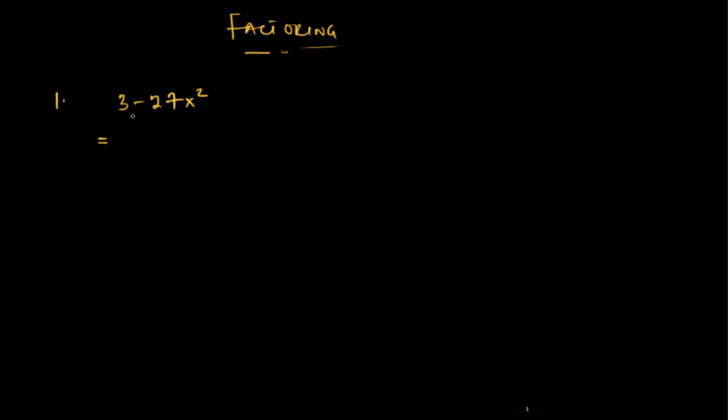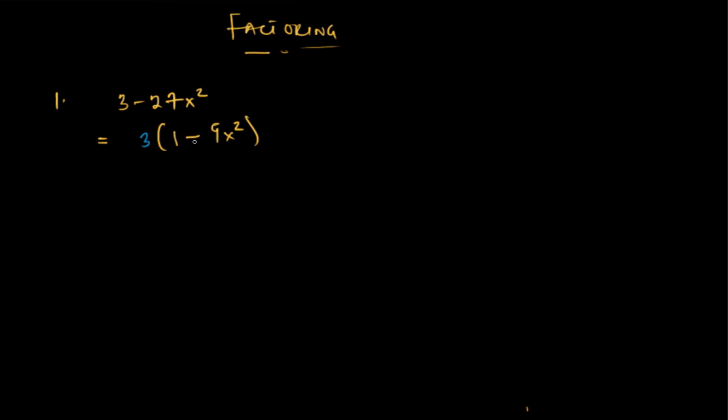Now if you look closely, you observe that 3 is common, because 3 can go into the first term and 3 can also divide the second term. So we have 3 common, into 3 we have 1, minus 27 divided by 3 we have 9x squared. But it doesn't stop there. We need to see if there is a way we can factor even the final product, if it is divisible.